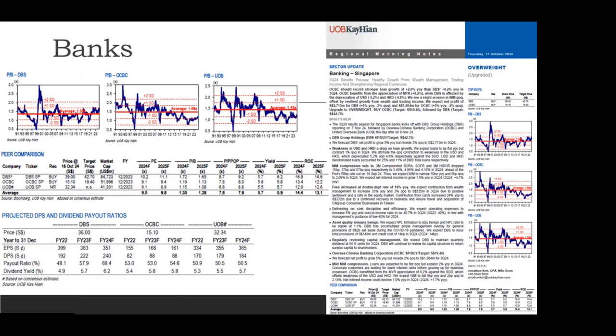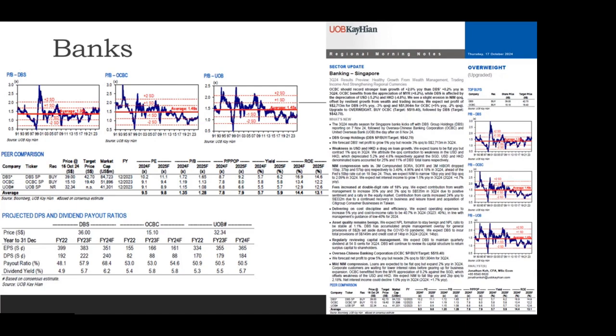Okay, so maybe before I dive into this slide, can anyone tell me if the three Singapore banks are part of the STI, the Straits Times Index? Are they in the Straits Times Index? Yes. Okay, thanks. Can anyone share with me what the three banks are? DBS, OCBC, and UOB.